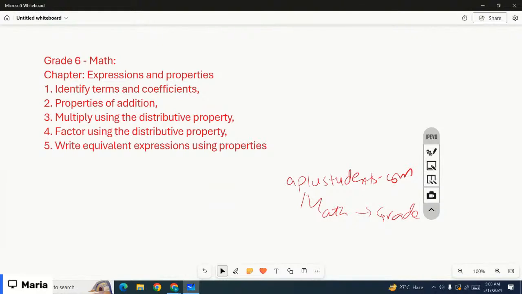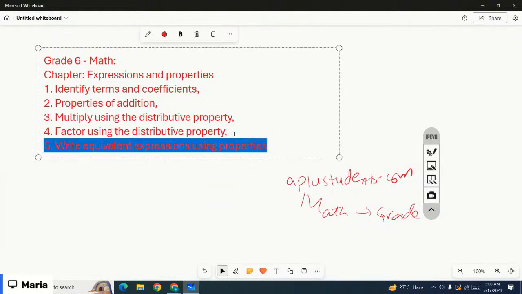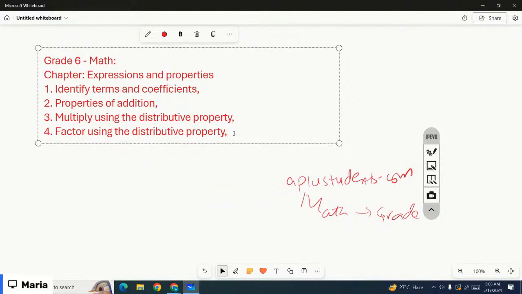We're going to start with the chapter expressions and properties, and the lessons we're going to cover today are identify terms and coefficients, properties of addition, multiply using distributive property, and factor using the distributive property. Let's just start with the lesson.